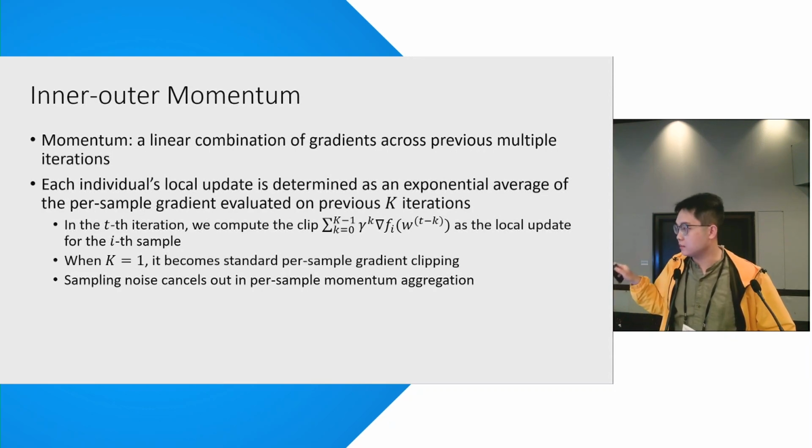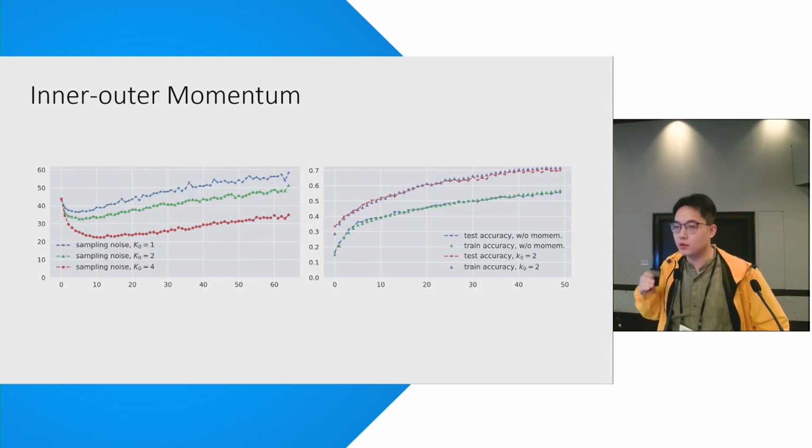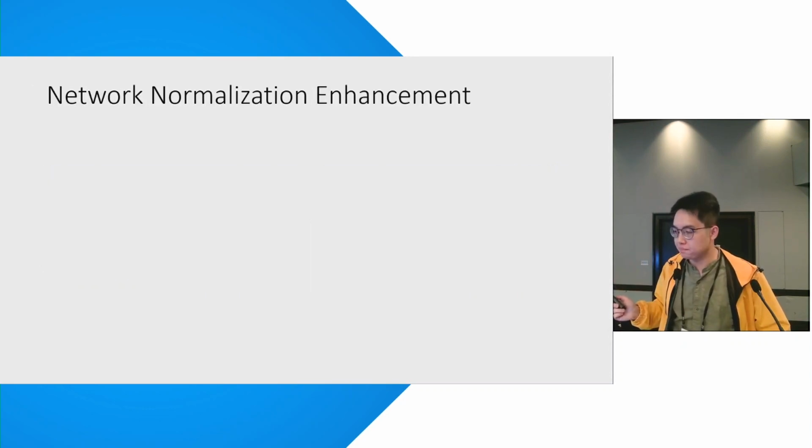You can say when k equals 1, this just becomes the per-sample gradient. Through this aggregation, inner momentum averages out a substantial fraction of the sampling noise. Although the gradients are not independent, it still cancels out a lot, and it produces a much sharper convergence rate.